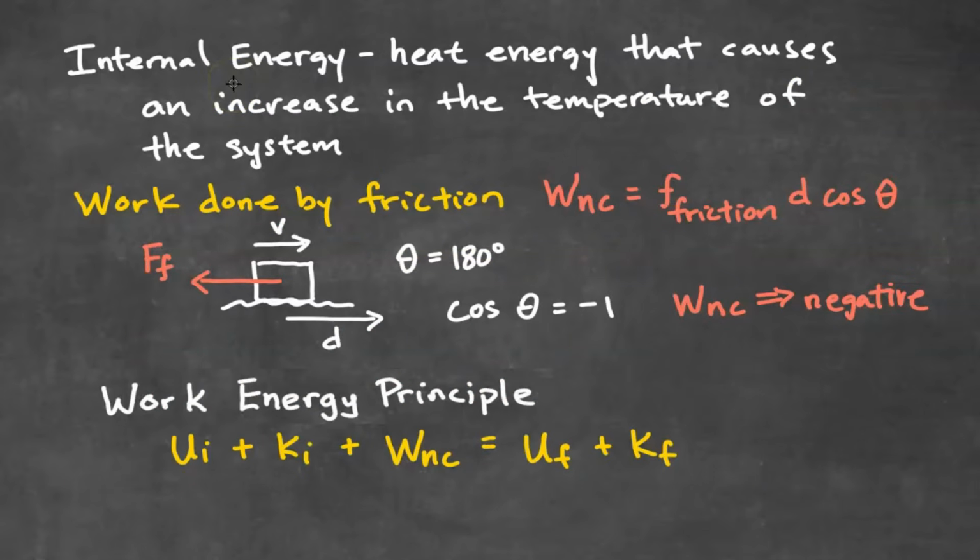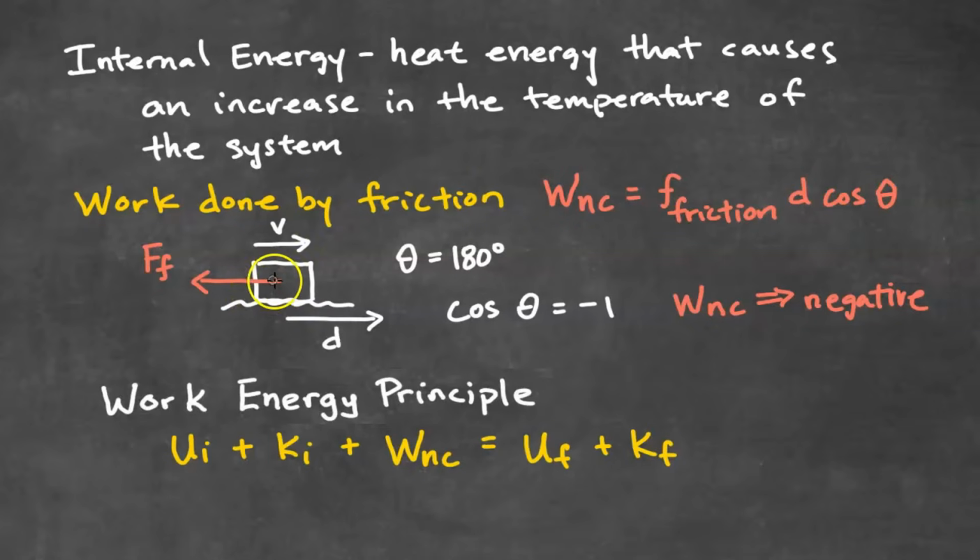Internal energy is heat energy that causes an increase in the temperature of the system. An example of this is work done by friction. We can calculate the work done by friction by taking the force of friction times d, the displacement, times cosine theta.